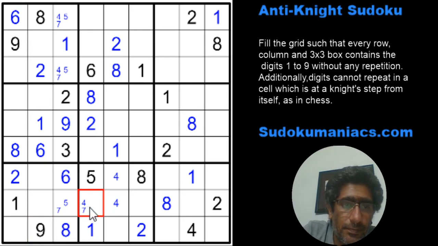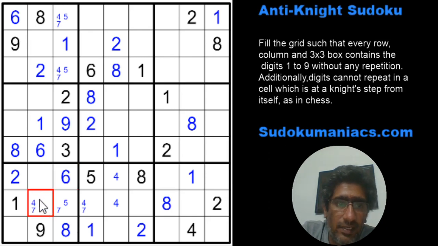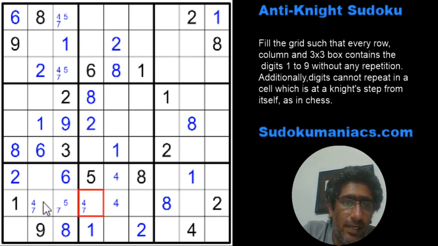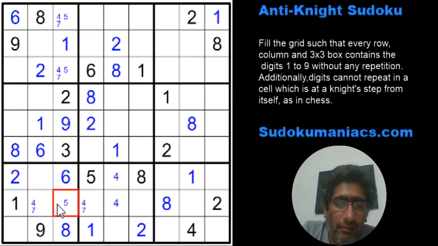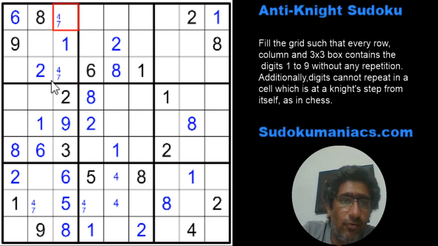Alright? What can be here? 1, 2, 3 is at a knight step, not possible. 4 is possible. 5 is at a knight step. 6 is there in the box. 7 is possible. 8 and 9 are in the box. So I see that I have a triplet of 4, 5 and 7. But again, the 4 and 7 create a pair. So I cannot have a 7 here. This becomes a 5. That makes this a pair of 4 and 7.